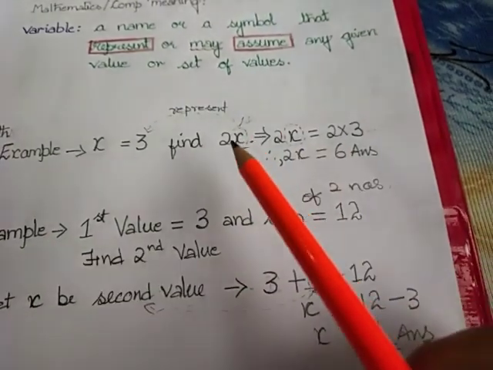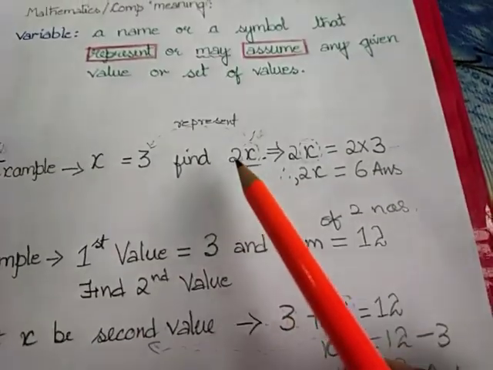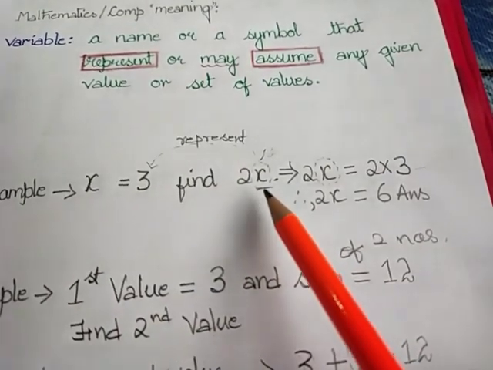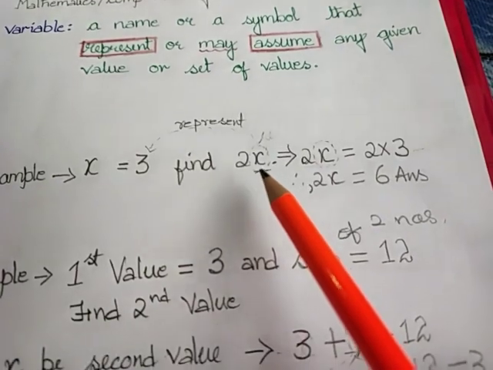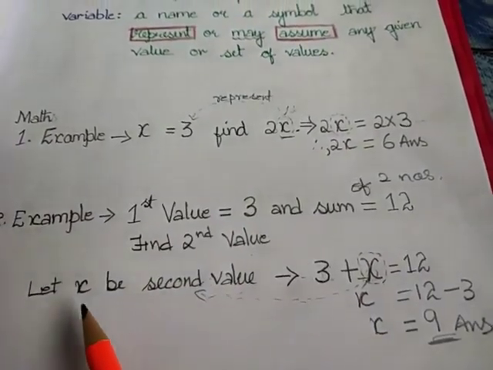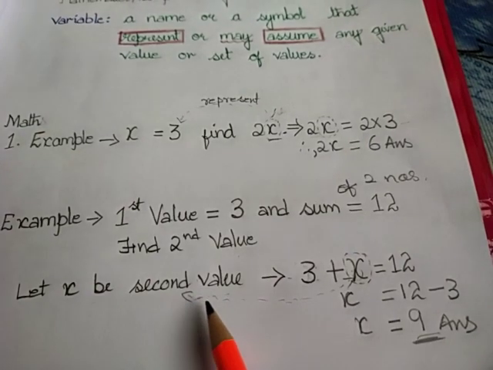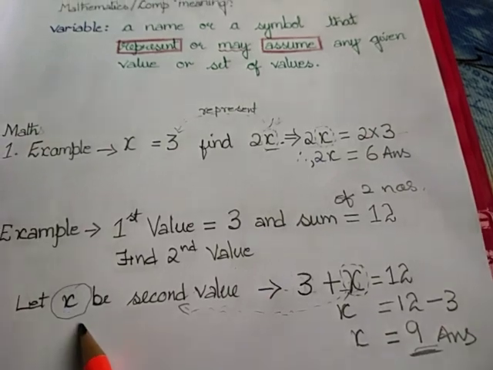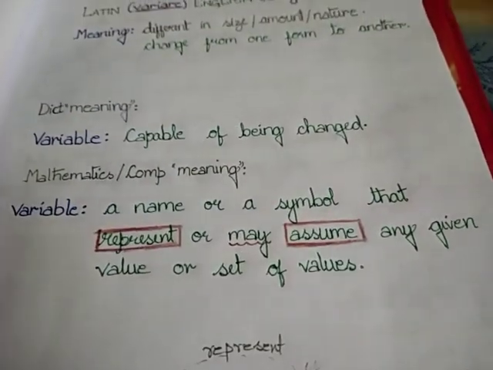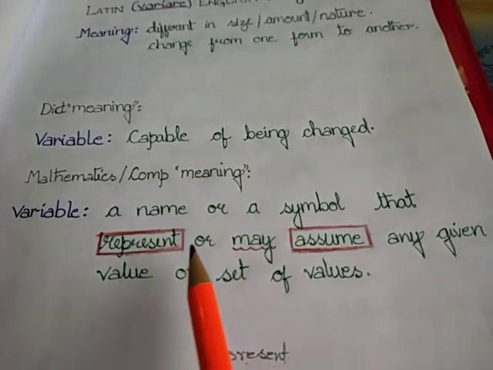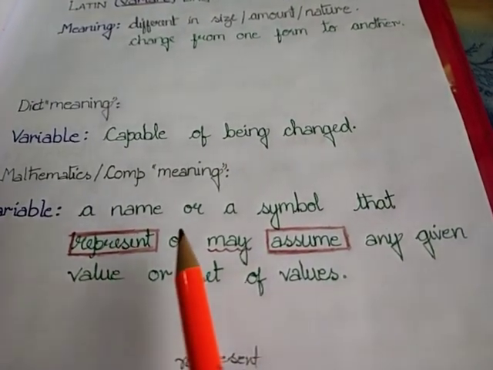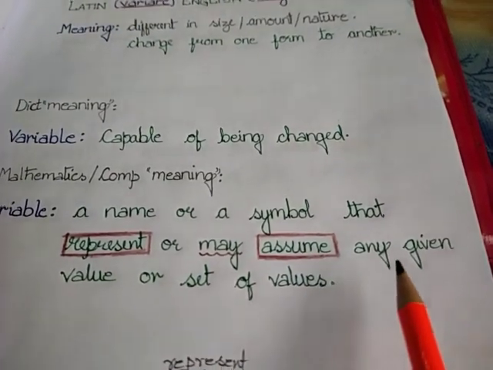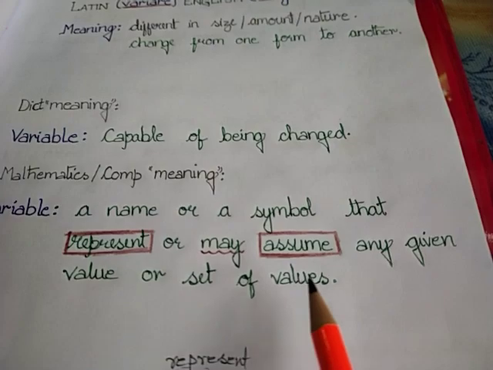Therefore, over here in these two examples, we understand that the value 3 is being represented by the symbol x. Therefore, x over here is a variable. And in the second example, we assume that the second value is nothing but x. Again, back over here, this x is a variable. Therefore, in mathematics and computer science, the meaning of variable is what? A name or a symbol that represent or may assume any given value or set of values.